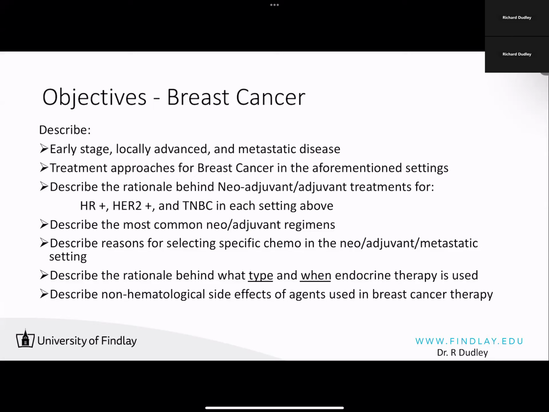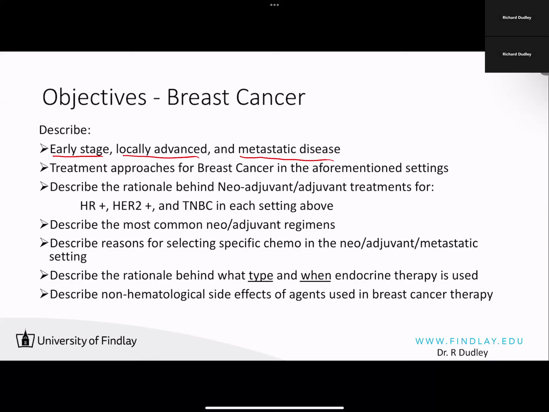Today, what we're going to do is go over our treatment approaches for early stage disease, for locally advanced, and then for metastatic disease. It sort of falls into these buckets, which I'll show you a roadmap for in a moment.